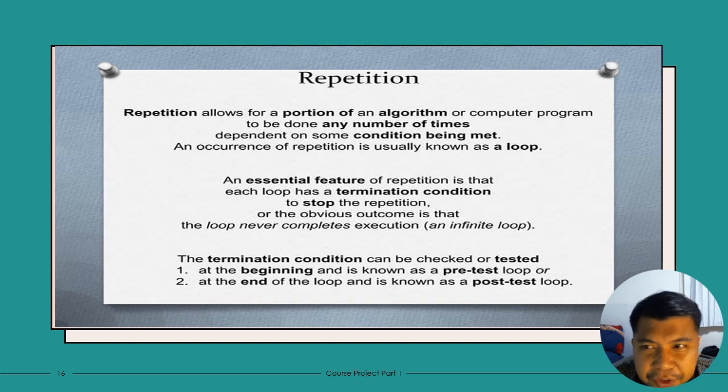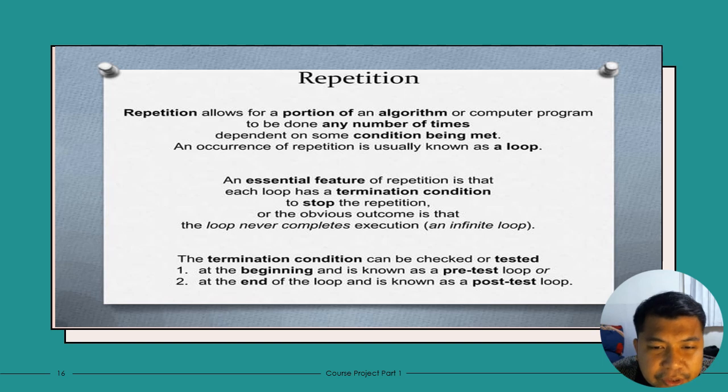So, what is repetition? Repetition allows for a portion of an algorithm or computer program to be done any number of times dependent on some condition being met. An occurrence of repetition is usually known as a loop. Ibig sabihin ng repetition is loop or paikot-ikot or inuulit. An essential feature of repetition is that each loop has a termination condition to stop the repetition. Otherwise, the obvious outcome is that the loop never completes execution, or tinatawag natin na infinite loop.